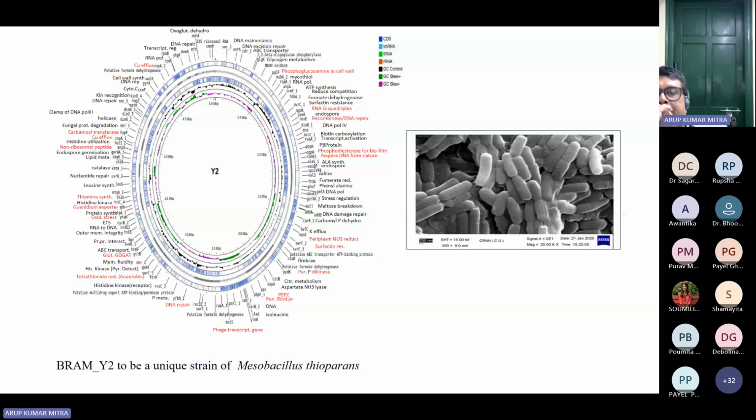So this particular bacteria incidentally was considered to be bacillus when we did the 16S rRNA, but later on, doing the whole genome, we found out that this bacteria was Mesobacillus thioparens BRAM-Y2, as we reported it to NCBI. Here, some unique genes that we got, one was definitely anaerobic or nitrogen metabolizing gene, tetrathionate gene.